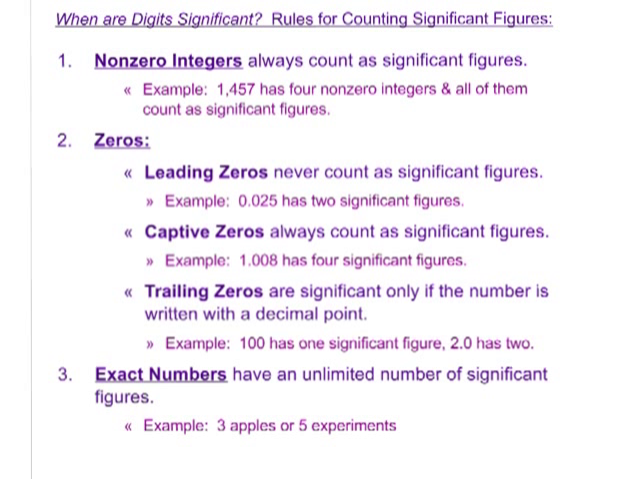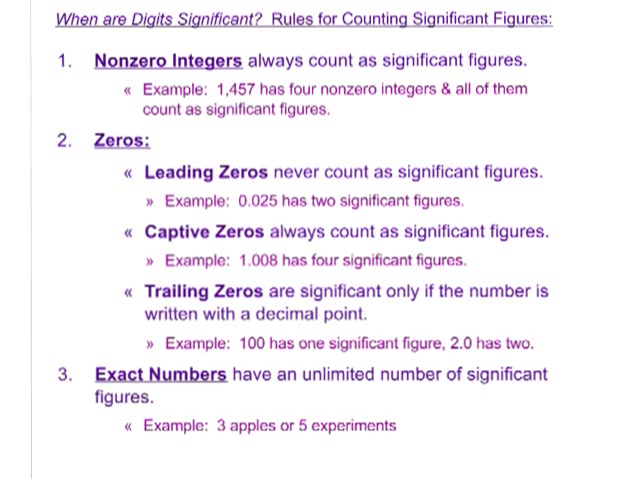Now let's look at zeros. Zeros, that is the place where we really need to think about a few different situations. We have what's called leading zeros. Zeros in front of the number, okay? They never count as significant figures. Here's an example. We have 2 zeros that are leading zeros. They do not count. But the 2 and the 5 count. They are non-zero integers. So 0.025 has 2 significant figures.